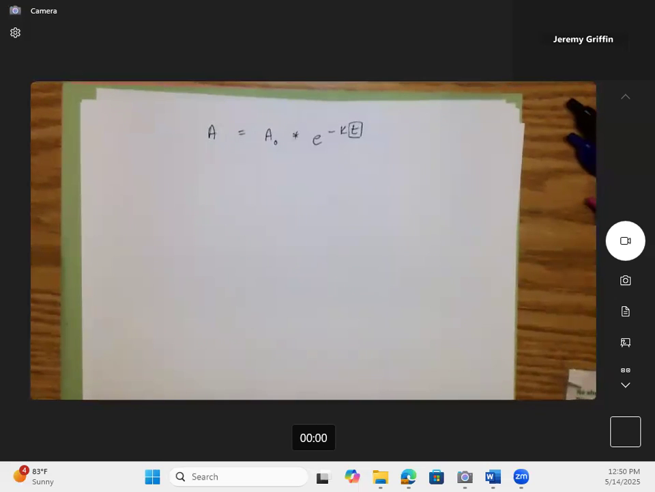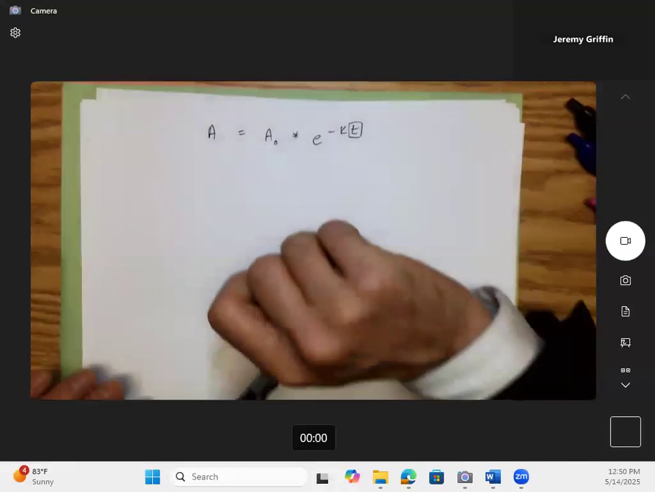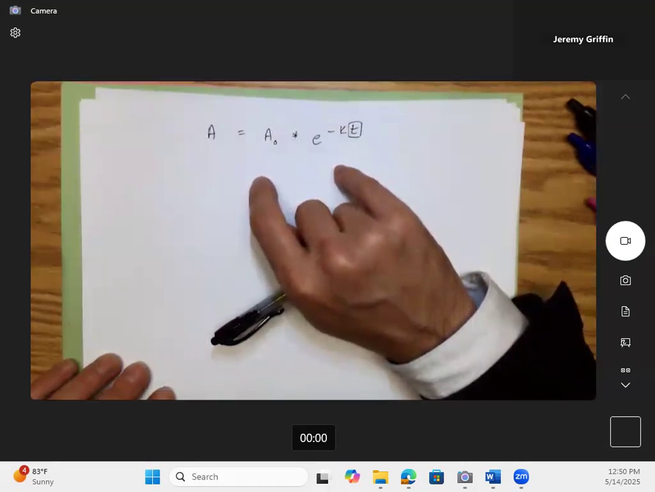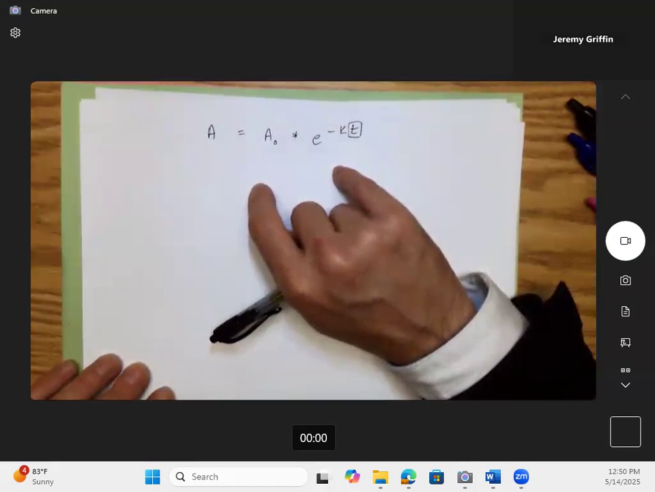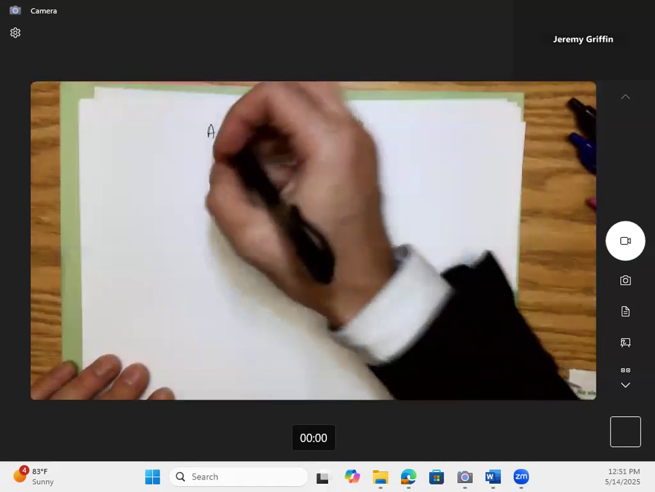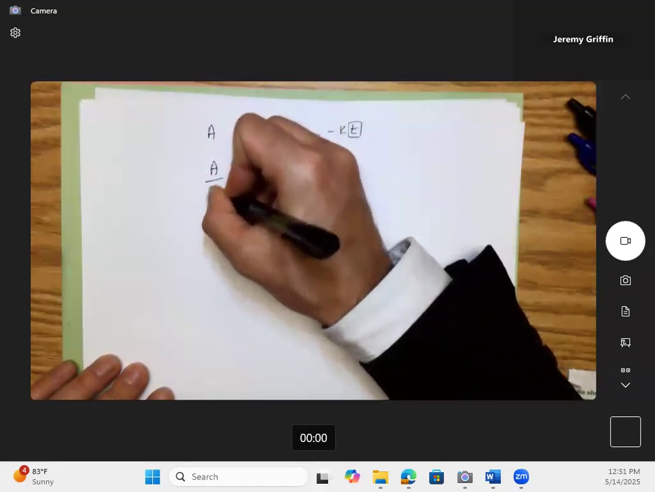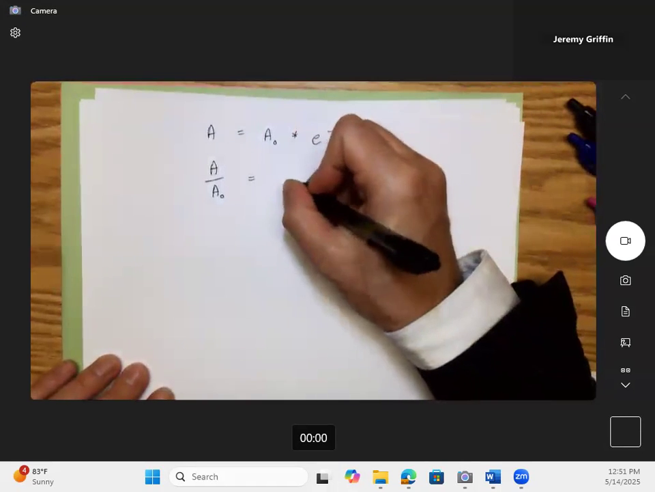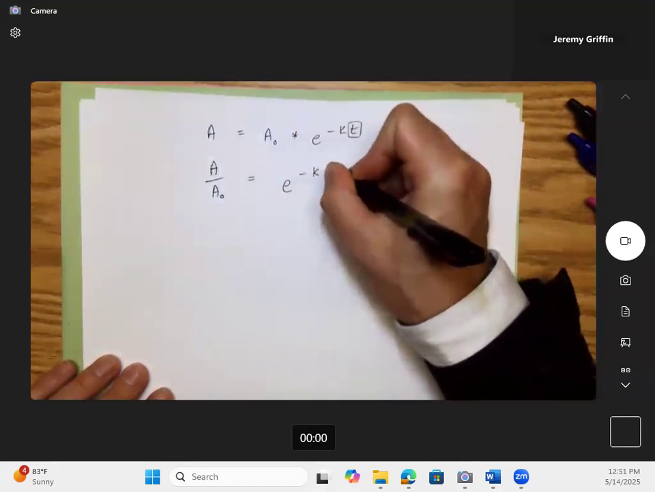Let's solve this in terms of variables. I know I've done this sometimes with you guys, but not super often. In my AP class I do it more often, solving in terms of variables, but we're all going to do it right here. So what's the first algebra step? Do what to both sides? Yeah, divide by A naught. So A compared to A naught, the amount you have compared to what you started with, is equal to e to the negative kt.